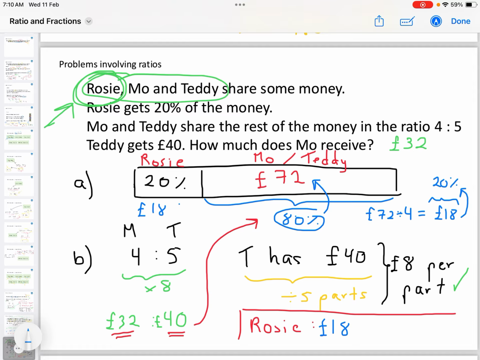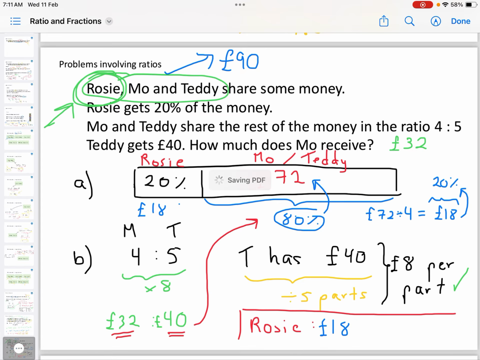Again, I was focusing only on Mo and Teddy, but I told you guys at the end of the last video to try by yourselves to find the amount of money that Rosie has, and in this case Rosie has 18 pounds, okay? So that means that in total, all 3 of them together have 90 pounds. So let's write it down over here. When we think about all of them together, Rosie, Mo, and Teddy, they were sharing 90 pounds altogether.